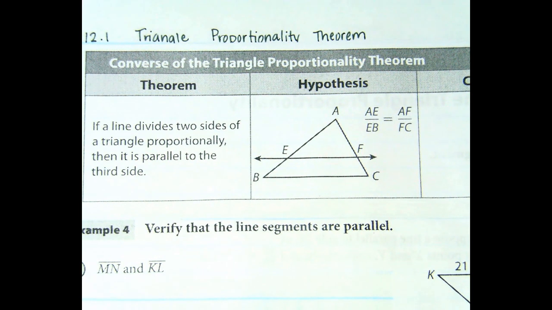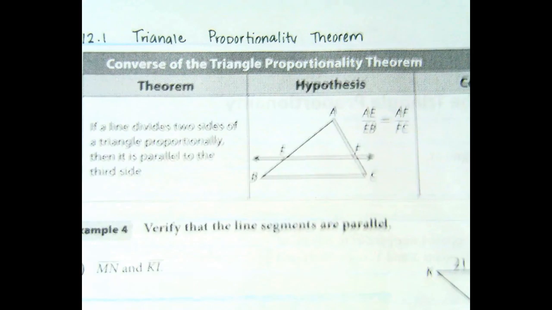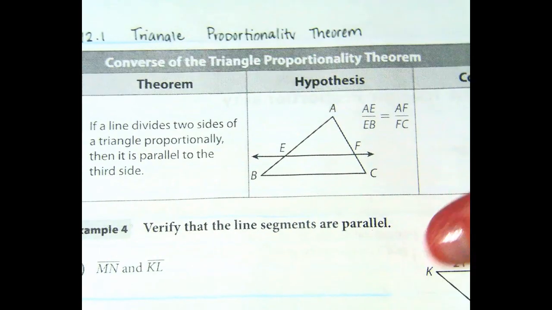Okay, so now we're going to do the opposite. We're going to show that if we have proportional sides, then we have parallel lines. So we're actually proving we have parallel lines now. This is still the same image. It's the same picture. It all works the same way.